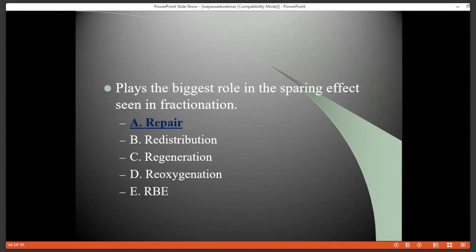So the 180 to 200 to 240 a day is really sublethal, and it allows for healthy cell repair, and it is what we see for as far as sparing effect of fractionation. So again, these 4 R's, repair, redistribution, regeneration, and reoxygenation, are all kind of interplayed at the same time each day that we treat cancer patients using radiation therapy.